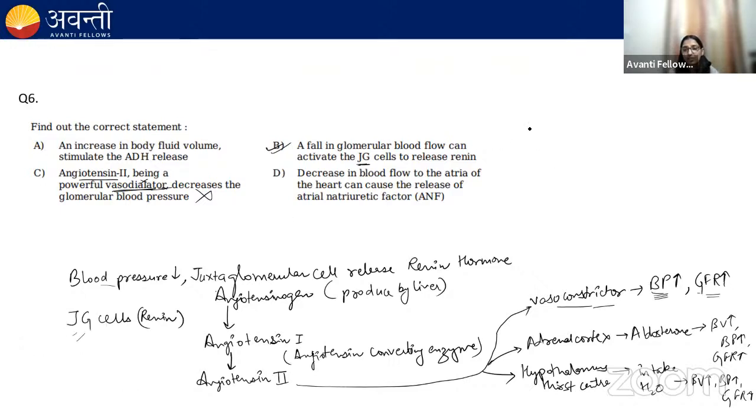We know that diuresis is the excess loss of water through urine, right? So in our body, a hormone is released, which is known as ADH, also called vasopressin, which is an anti-diuretic hormone.